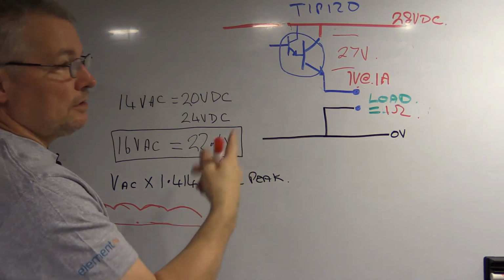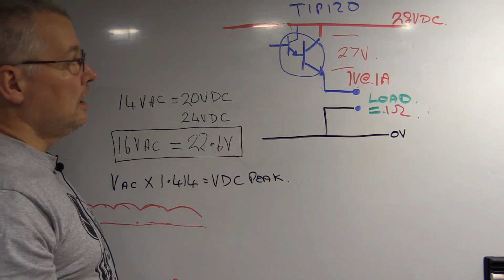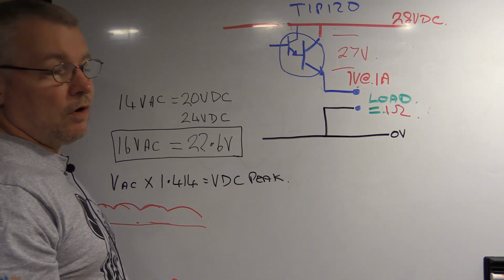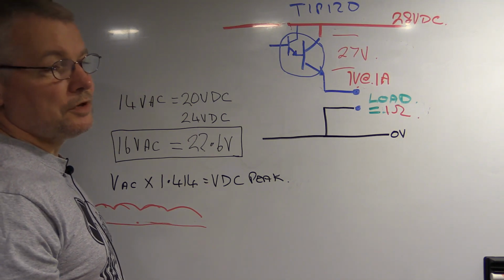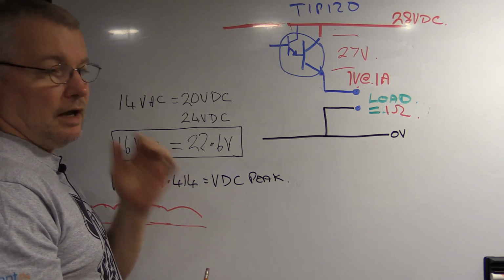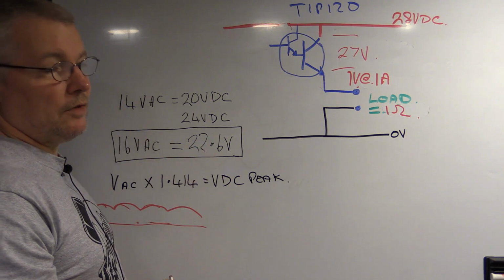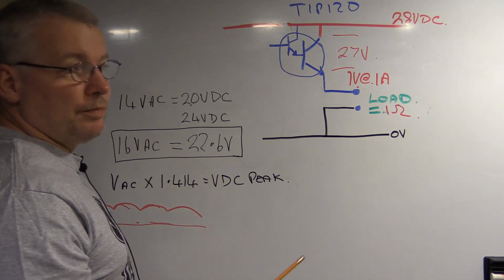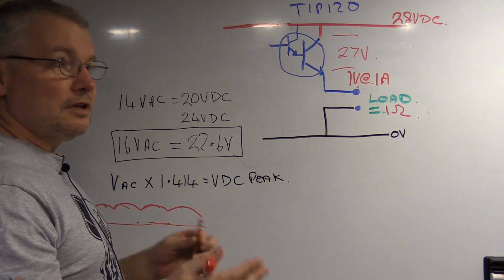This is one of the reasons why bench power supplies are actually very inefficient when they're linear. They give you very good voltage control output, very smooth, but they're not efficient. Whereas with a switch mode power supply, you can actually get bench power supplies now that are based on switching technology. They're very, very efficient, but you do get a bit more noise on the output. So it's pros and cons.